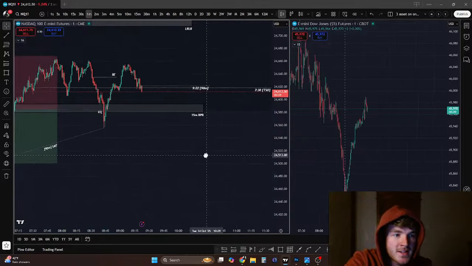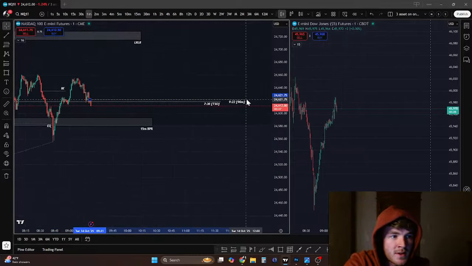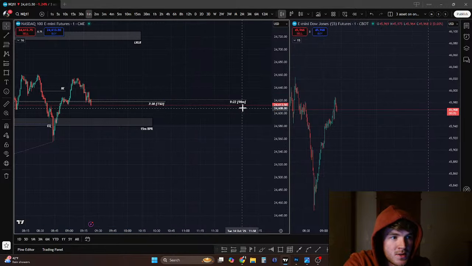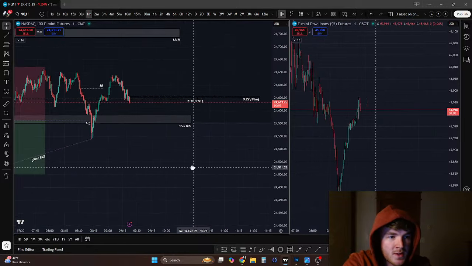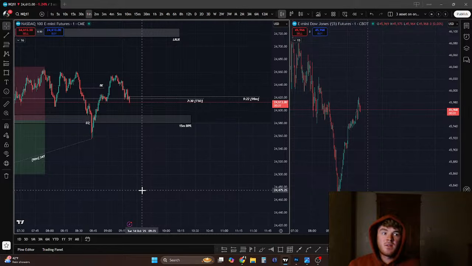Then honestly 928 will be an important time as well. So watch for 928. We're going to wait for 928. And then I'll re-enter probably around market open with the idea that we should deliver to the upside here.